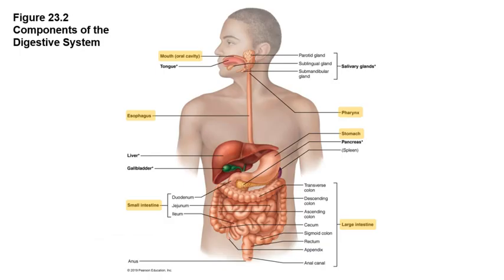Figure 23.2 highlights the structures of the alimentary canal, beginning at the mouth and moving to the pharynx, then to the esophagus, the stomach, the small intestine, and the large intestine. These highlighted structures represent some of the major accessory digestive organs, starting with the tongue and the salivary glands that are found within the oral cavity, and then moving on to the liver, the gallbladder, and the pancreas.